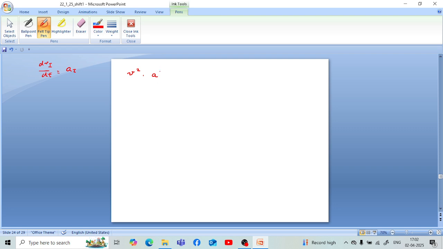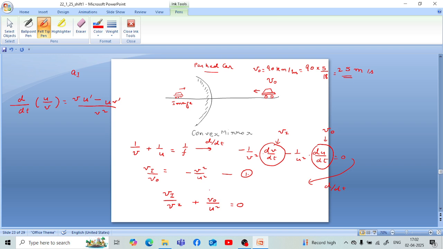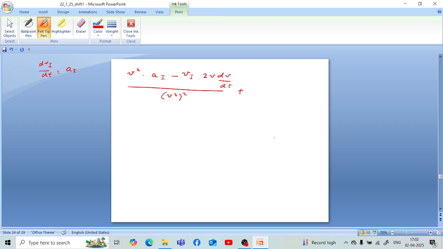So this becomes (V² ai − Vi · 2V dV/dt) upon (V²)², then plus, for the second term, that is v naught upon u², the derivative is (u² a naught − v naught · 2u du/dt) upon (u²)², and this is equal to 0.